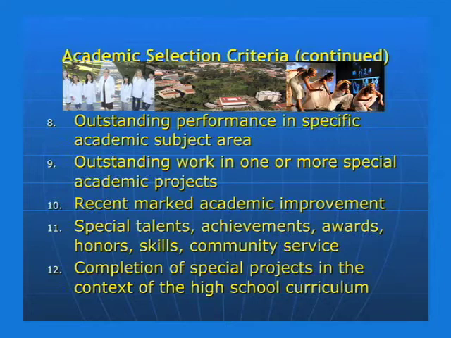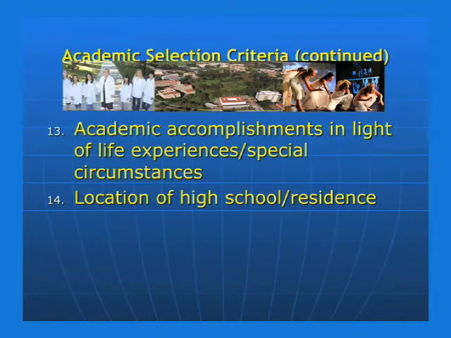12, completion of special projects in the context of the high school curriculum. As I mentioned before, these can be special internship programs, research opportunities the student may have participated in, or ROP courses. On this slide, you will see the final 2 of the 14 approved components for academic comprehensive review. Number 13, the academic accomplishments in light of life experiences or special circumstances.